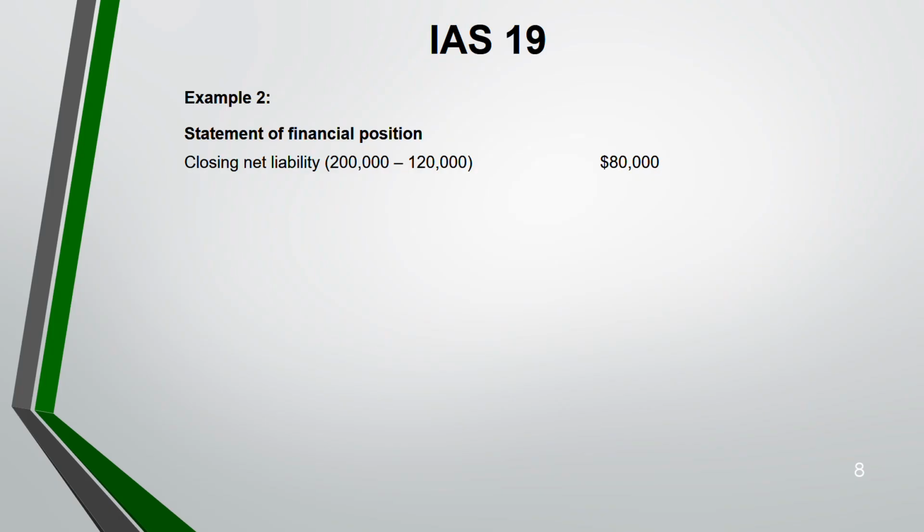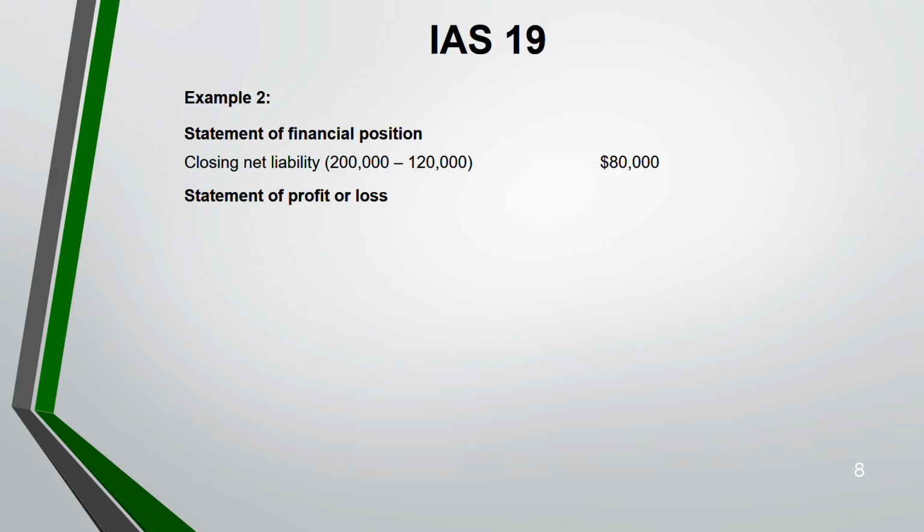To get the net liability, just take the closing balance and deduct the opening balance. Your opening present value of obligation is 140,000 and closing is 200,000. So 200 minus 120, the balance is your closing net liability, 80,000. Earlier, your present value was 140 and the closing value increased to 200, so it increased by 80,000. That closing net liability will go in your statement of financial position.